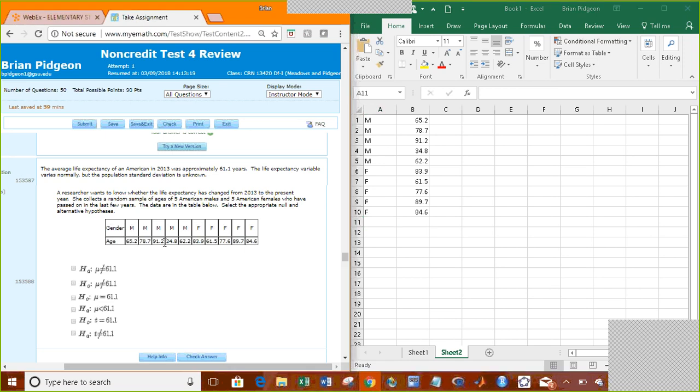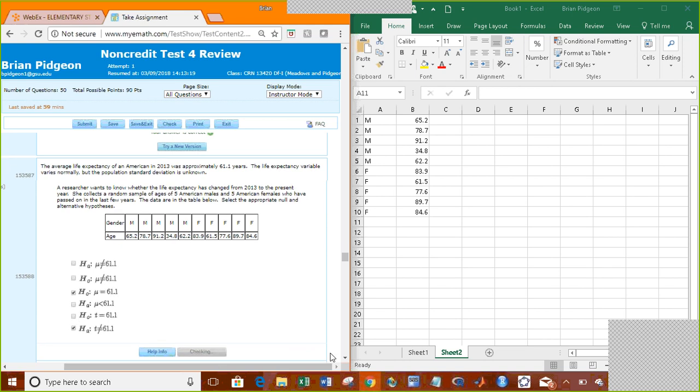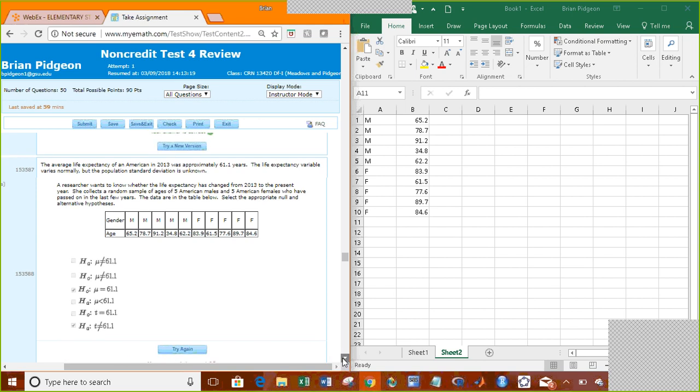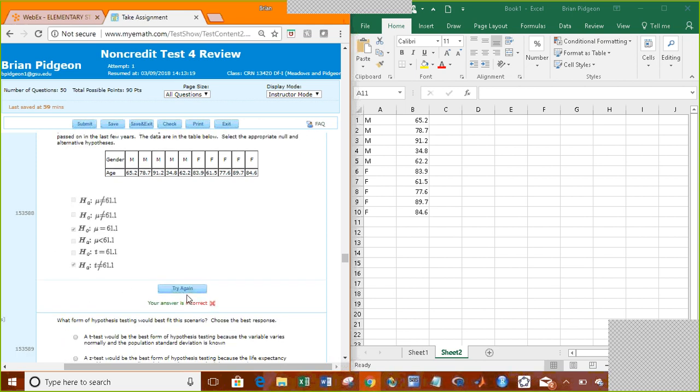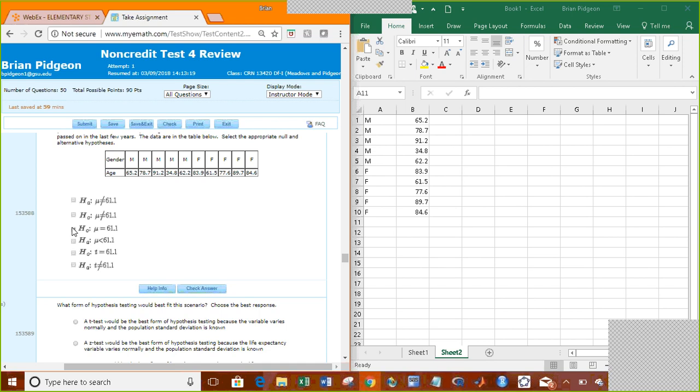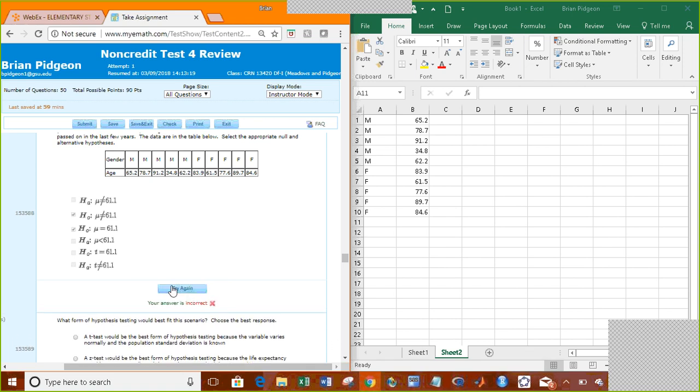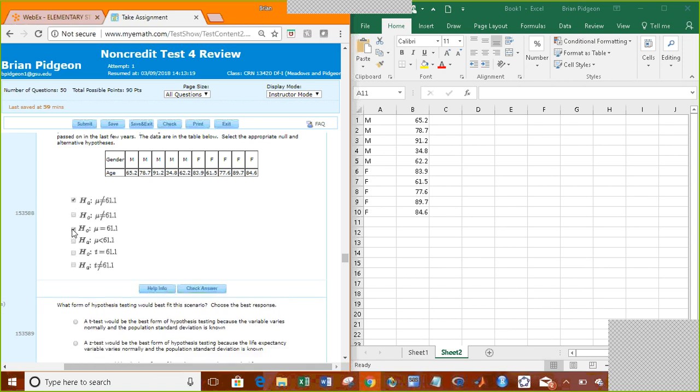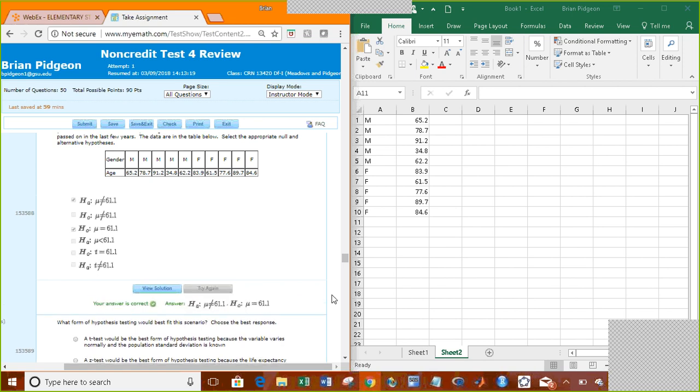So we want to know our mu, or our null hypothesis that mu is 61.1. But we're looking to see, has it changed? It doesn't really specify whether it decreased or increased, so we're just looking to see whether it is not 61.1 anymore. Oh, I did the wrong thing. Not paying attention. Mu is 61.1. The alternative is that mu is not equal to 61.1. Pay attention to your subscript.